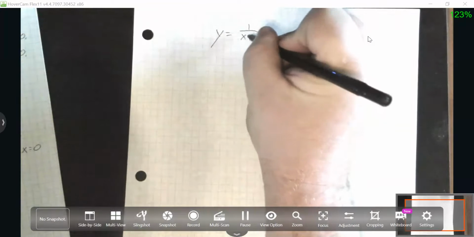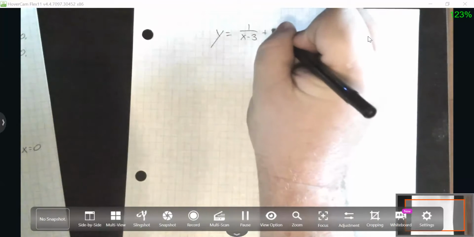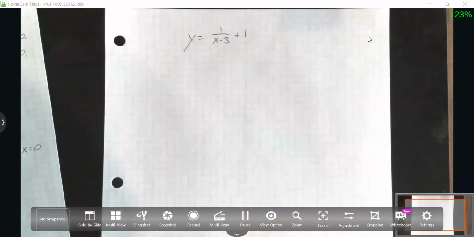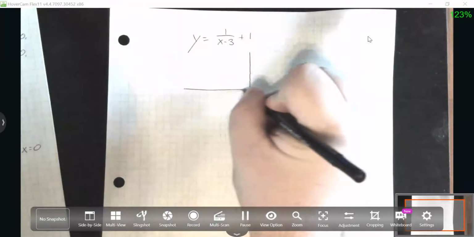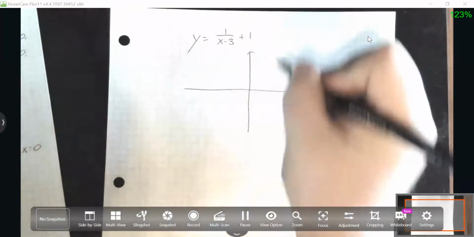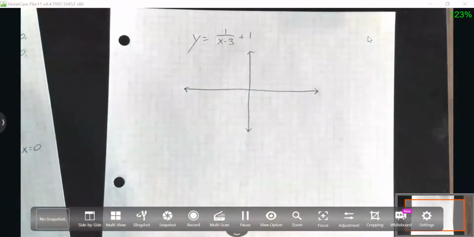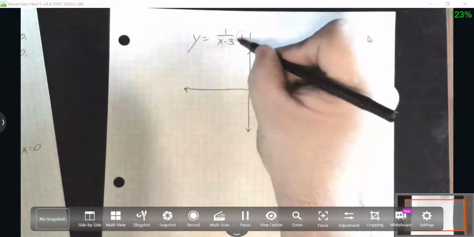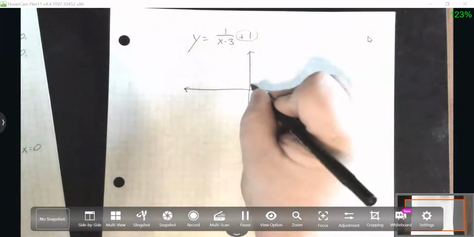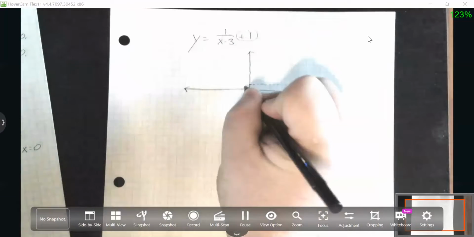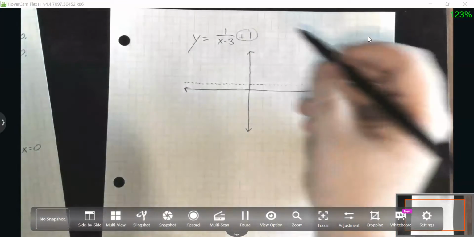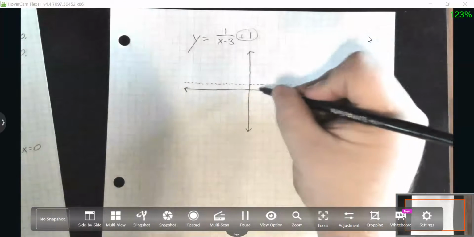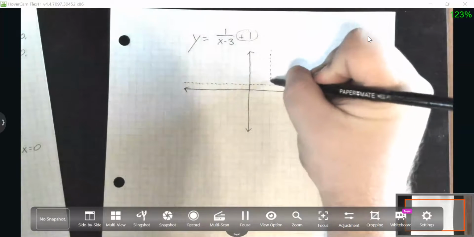So let's look at one quick example here at the end. Let's say that we wanted to graph something like 1 over x minus 3 plus 1. When I go to graph this, I'm going to do my basic Cartesian plane, and then I'm going to identify the asymptotes next. So I know I have a horizontal asymptote at k, at 1. So I have an asymptote here at 1. I know I'm going to have an asymptote at x equals 3. 1, 2, 3. So I'm going to have an asymptote here.